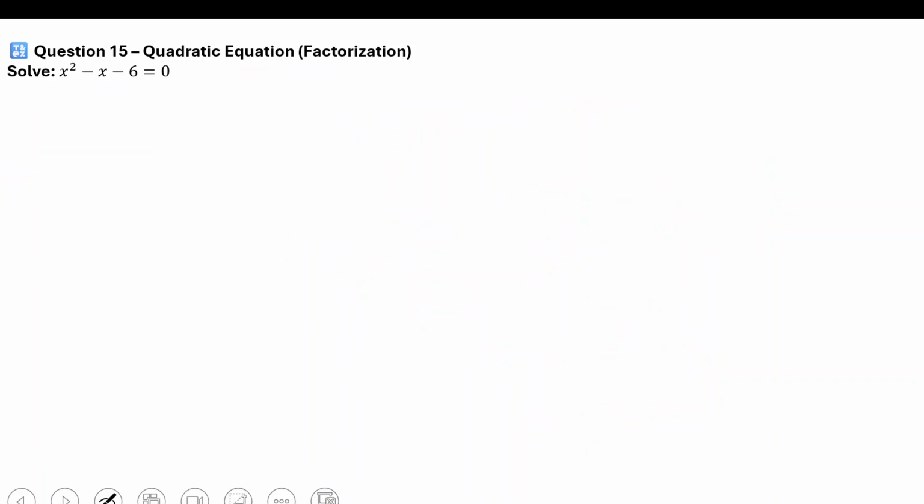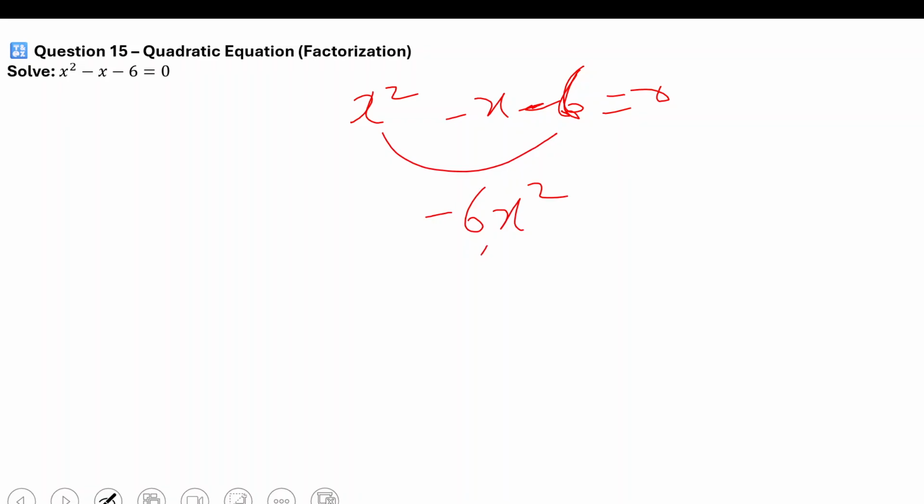Okay, so this is a quadratic equation. We have this equation as x squared minus x minus 6 is equal to 0. So I want to find the values of x. There are two values here according to the power that I have here. So the first thing I do is to multiply the first term and the last term again. So I have minus 6x squared. So I'll look for the two numbers such that when they multiply, they will give me minus 6x squared, and when they add, they will give me minus x, the middle term, right?